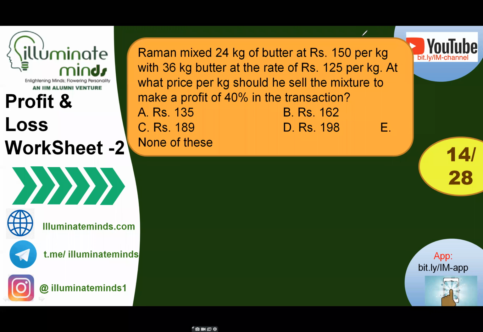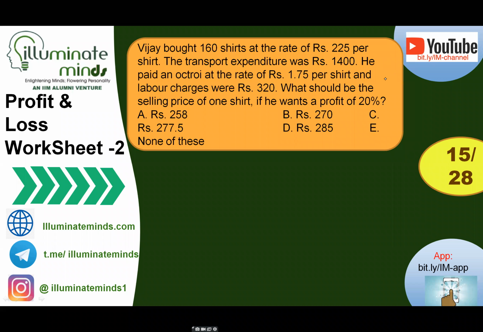So let's move to the next one. Question number 15. Vijay bought 160 shirts at the rate of 225 per shirt. The transport expenditure was 1400.